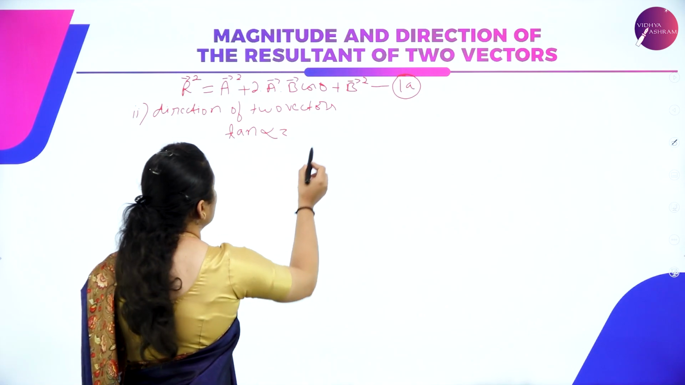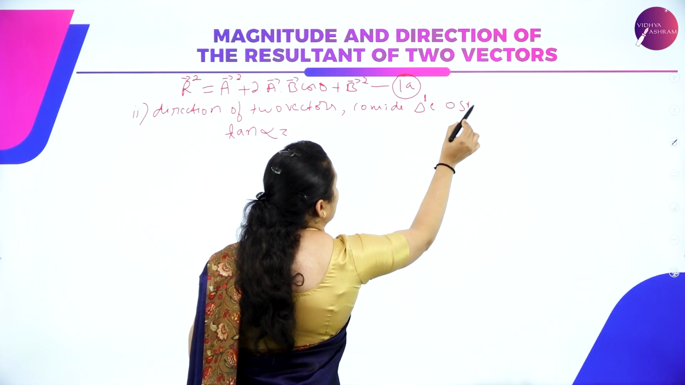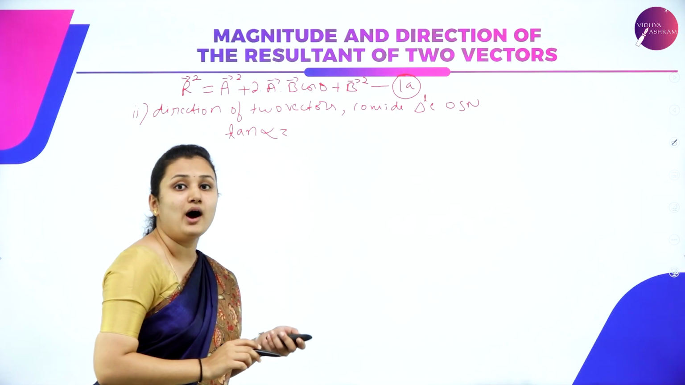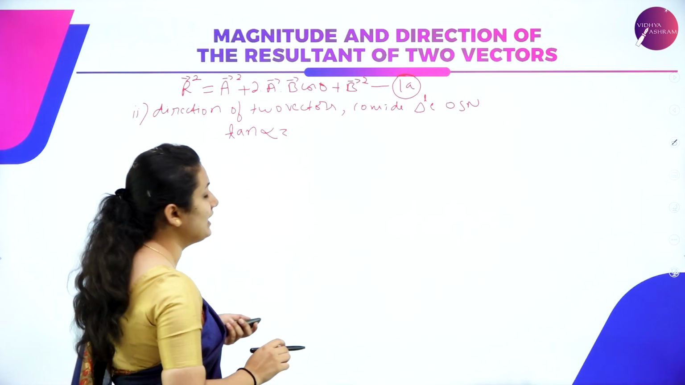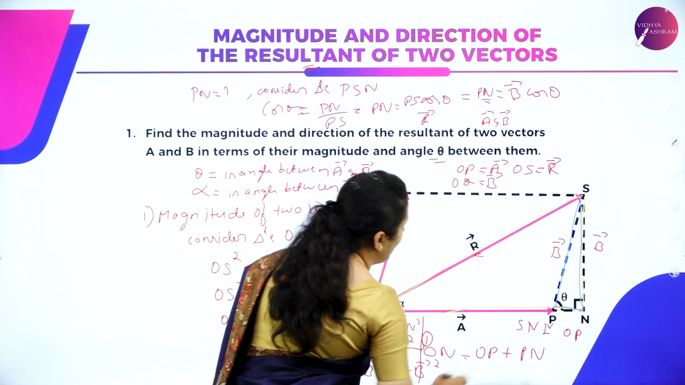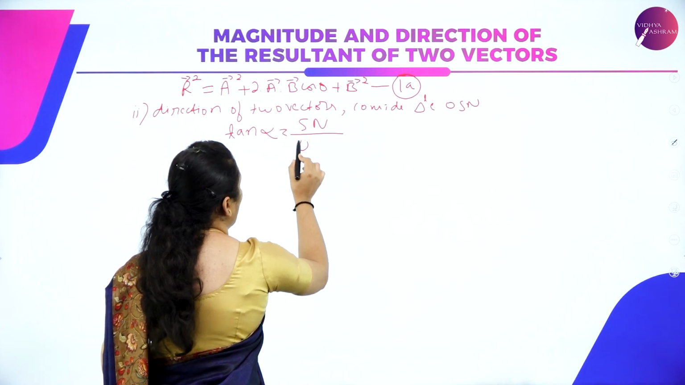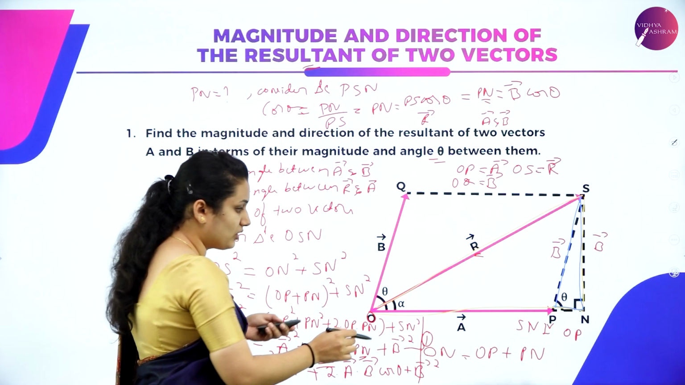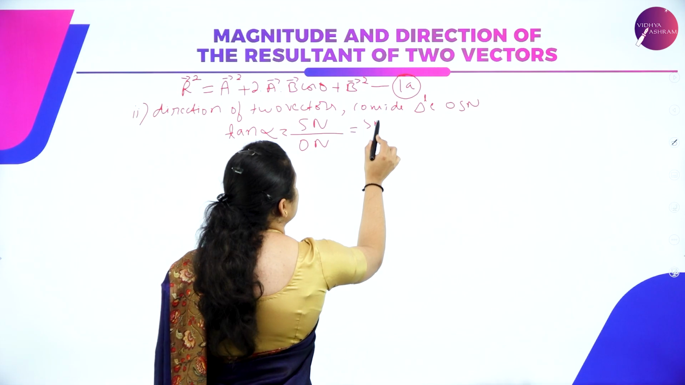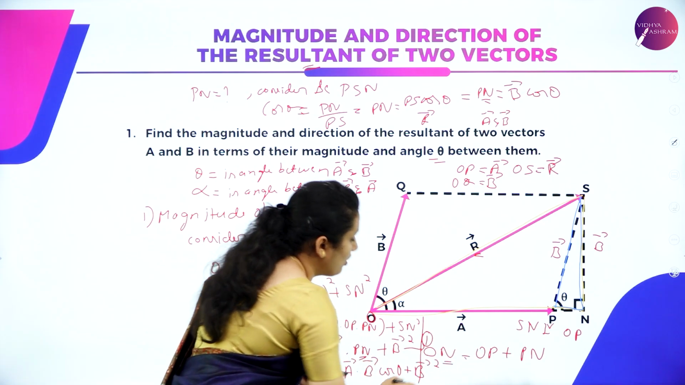Consider triangle OSN. Tan alpha is nothing but opposite by adjacent. So what is opposite by adjacent? SN by ON. Opposite SN, adjacent ON. Again, what is ON here? ON is equal to OP plus PN. Substitute that here.